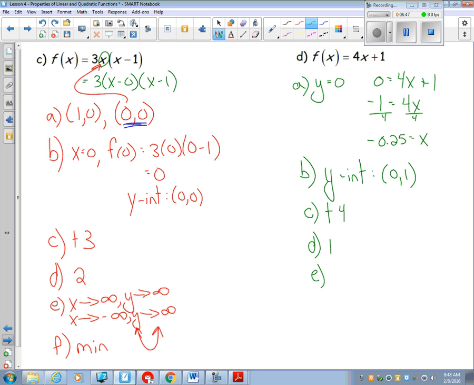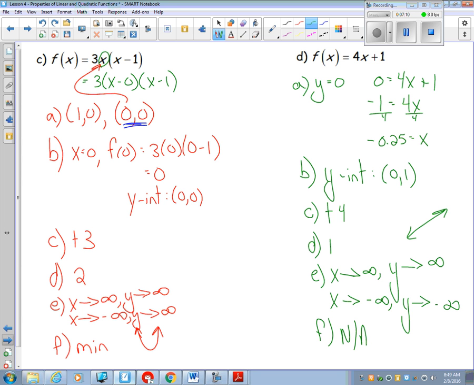My end behavior, as I go to the right, the graph is going, well, it's a positive 4, right? So the graph is going up. As I go to the left, well, if it's going up to the right, kind of suggests it's going down to the left, right? So negative infinity. And the last one, does this have a min or a max? Well, it's a line, so we know that's not applicable. Okay, and that takes us through some of the nicer little linear and quadratic things.